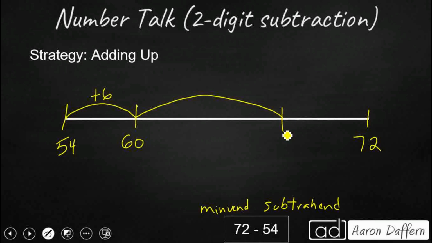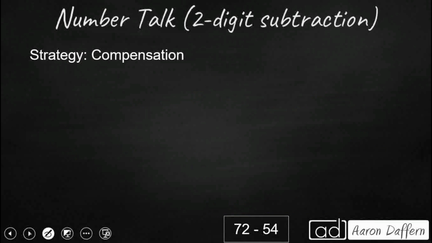And then we're going to take a jump to the next 10 that's closest to 72 without going over, and that's just a jump of 10. Just one jump of 10 here gets us up to 70, and then we have to take that final jump to get up to 72. So I did 3 different jumps, and if I add up my 3 jumps, 6, 10, and 2, that's going to get me 18. Hopefully that's the difference you had in your head when you worked it out.